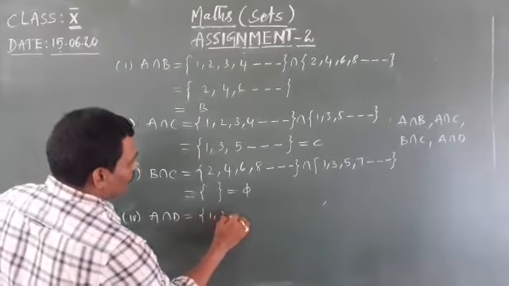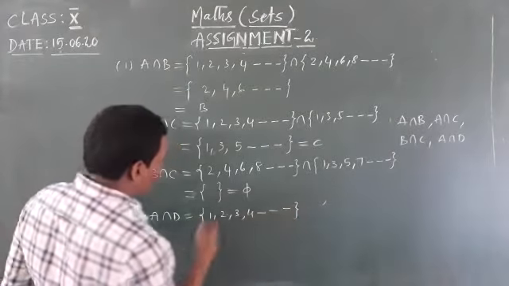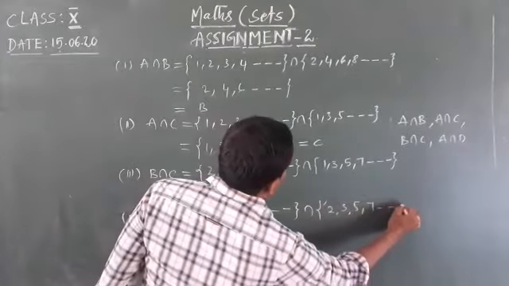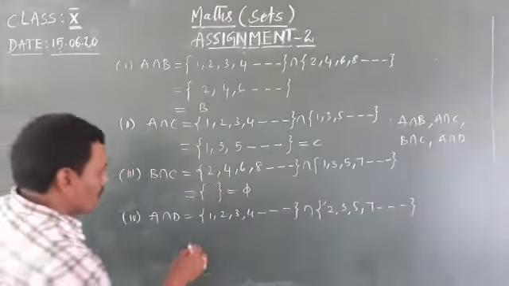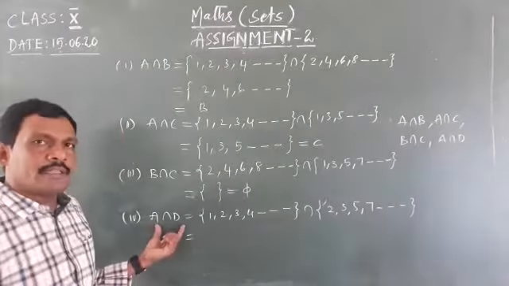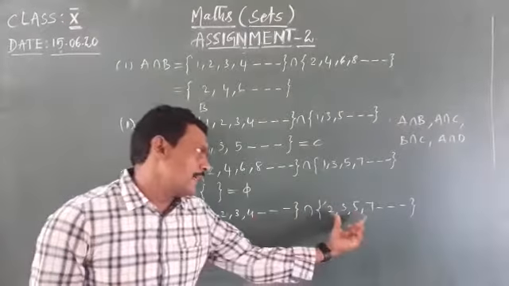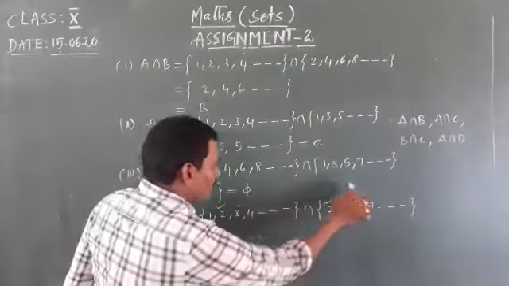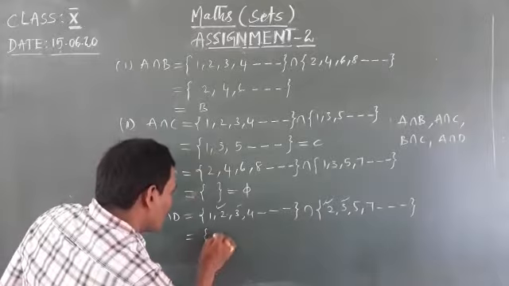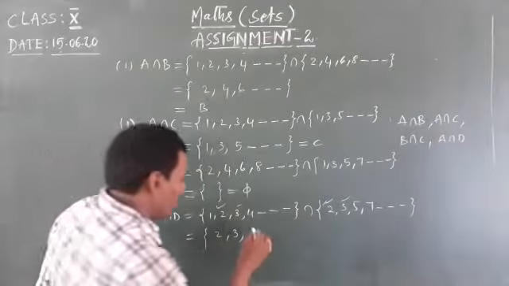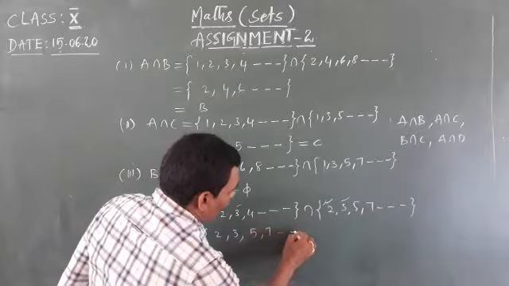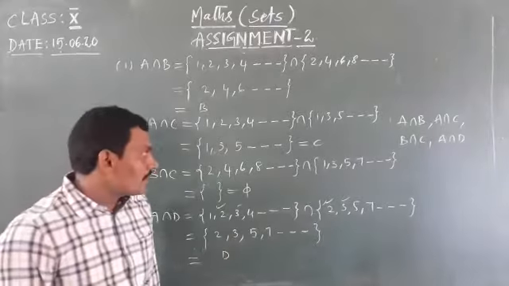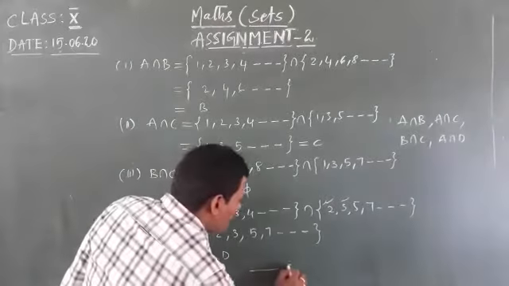Next one, A intersection D. A has the values 1, 2, 3, 4 and so on, intersection with D, which is 2, 3, 5, 7 and so on. Observe that the common elements of set A and set D are 2, 3, 5, 7 and so on. It is denoted by D. So this is the answer. Now we end this assignment.